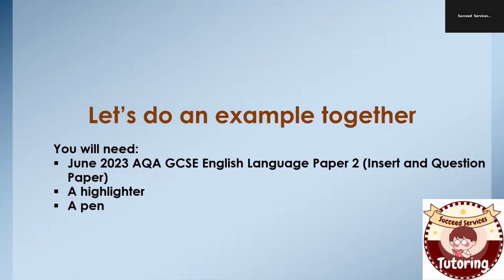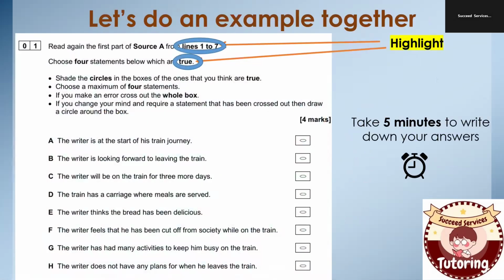Let's do an example. So gather all your materials. It says on the screen what you'll need. When you get into the exam, the first thing you're going to do for question 1 is highlight which lines it asks you to look at and whether it's asking you to look at something that is true. You're going to circle true and lines 1 to 7 in this case. This is going to focus your attention so you really are looking for the right pieces of information.